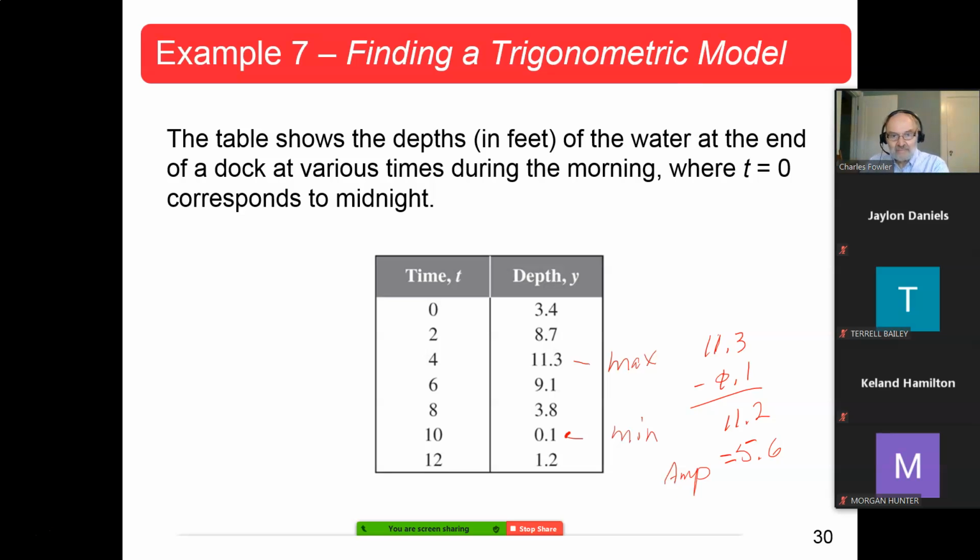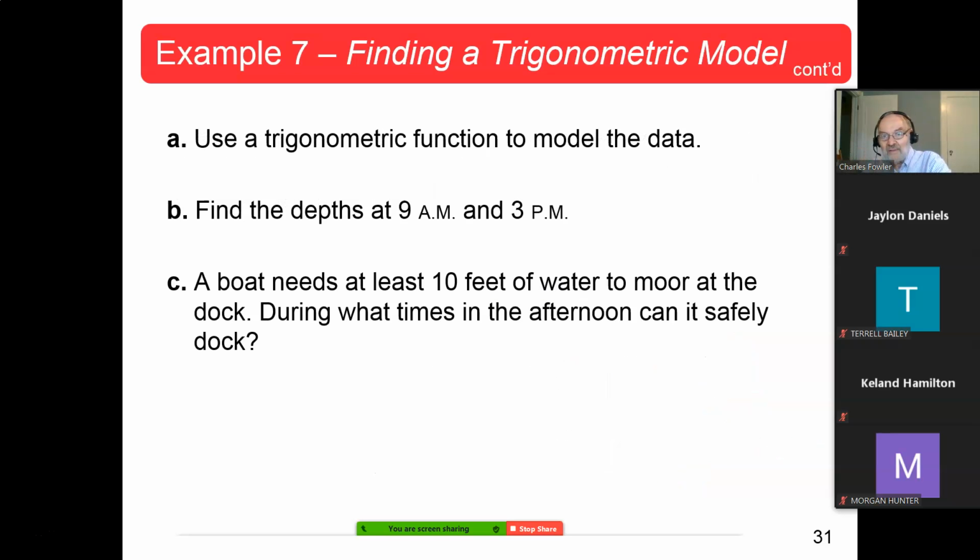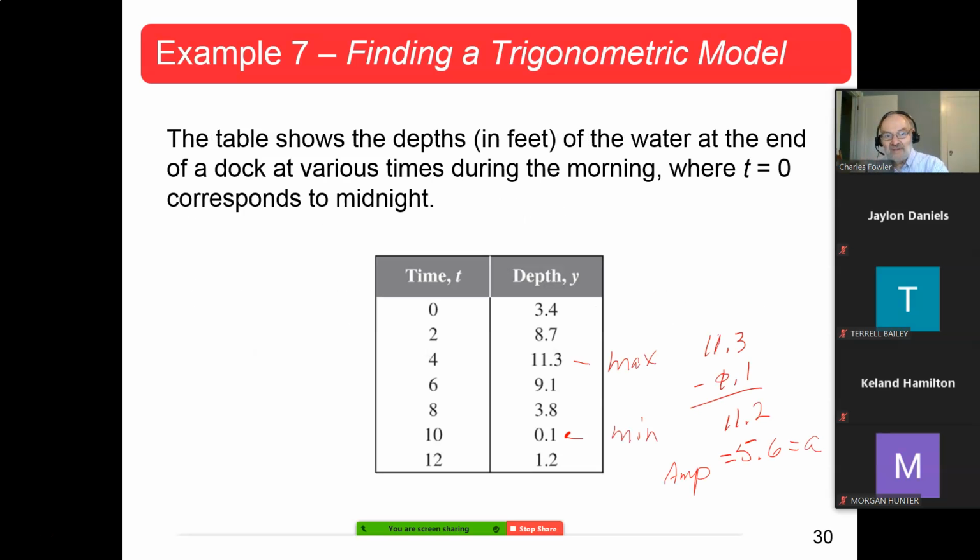Now, by the way, amplitude is represented by A. So that's going to be our letter A when we go to model the data with a trig function. The A is going to be 5.6, little a.